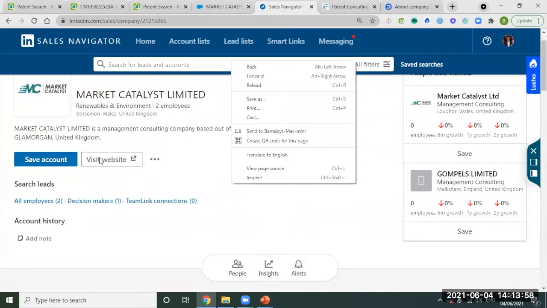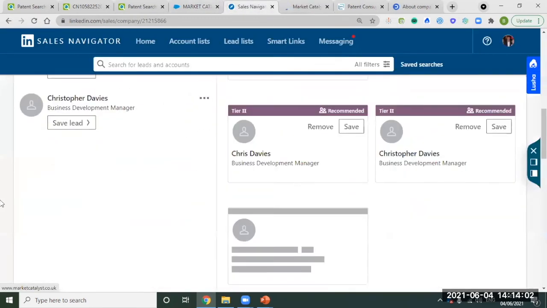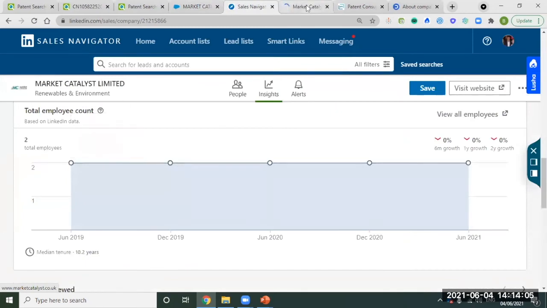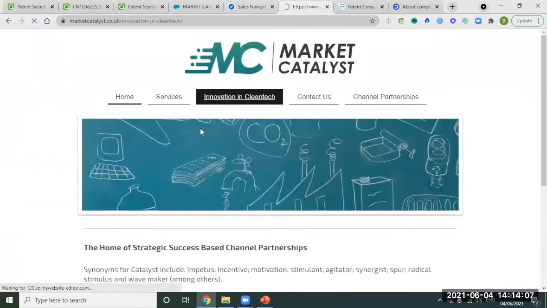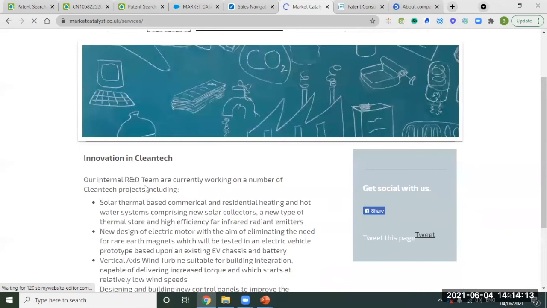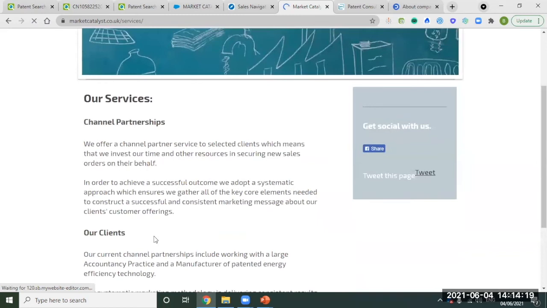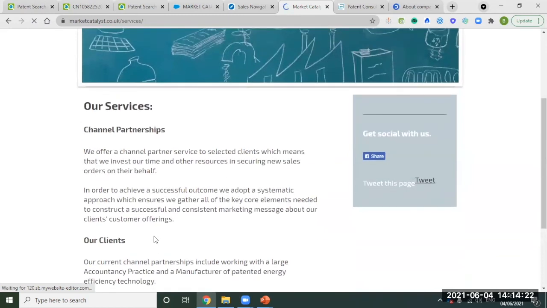So we've got 2 employees. They've been going for at least 2 years. No growth there. Innovation, clean tech. Okay, so here we go. Innovation: our internal R&D team are currently working on a number. Our services: we offer a channel partner service to select clients, which means that we invest our time and our other resources in screening new sales orders on their behalf.